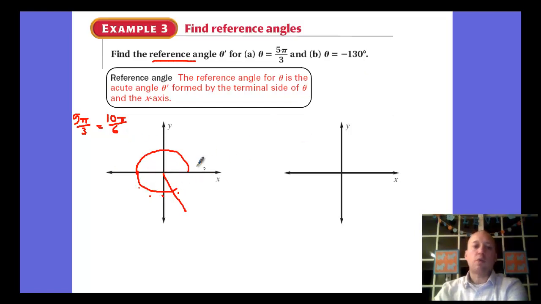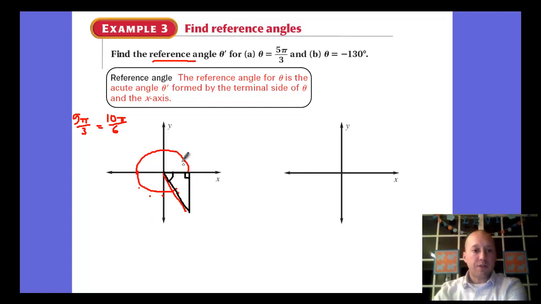So we can draw our right triangle. So we have, this is our terminal side. Draw a vertical line back to the x value, x-axis. And here's our right triangle. And so now we think about how this angle right here, what would it be?